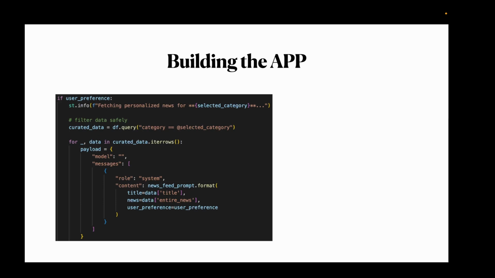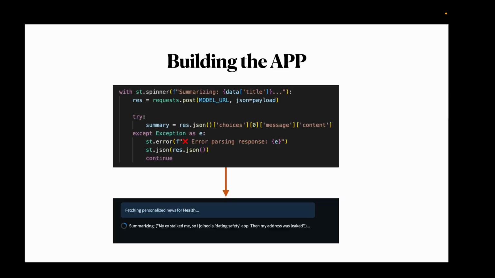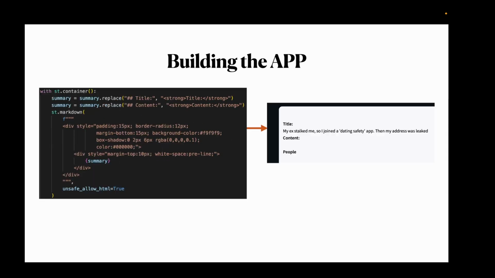For each article in that category, the app prepares a payload that includes the system role and the formatted prompt. This payload is sent as a post request to the model URL using the requests library. The app waits for the model to summarize the article. Finally, each summarized news article is displayed inside a styled card. The card has padding, rounded corners, and a light background with a subtle shadow, making the news easy to read. The summary is formatted so that the title and content are clearly highlighted.